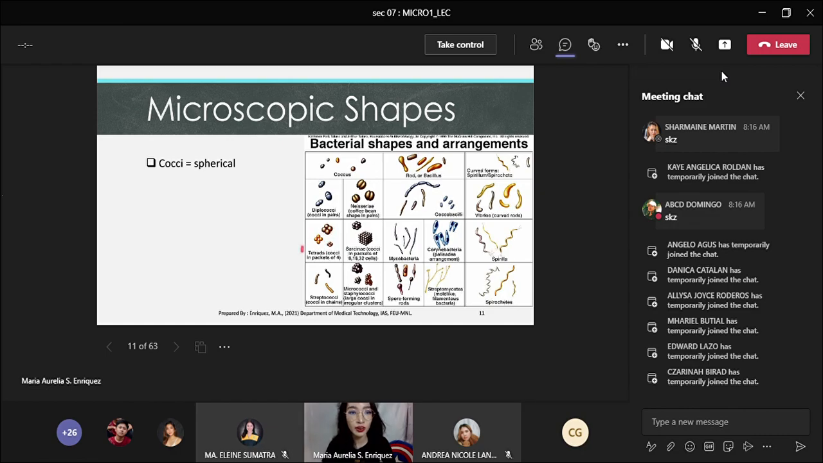Tetrads naman po kung they're arranged by 4, and if they're together in a cube-like arrangement, then we call them sarcinae. Now, if the cocci are simply clustered together, ito po yung usual arrangement ng staphylococci and micrococci. And if the bacterial cells are arranged in a straight line, so resembling chains, this is most likely streptococci.